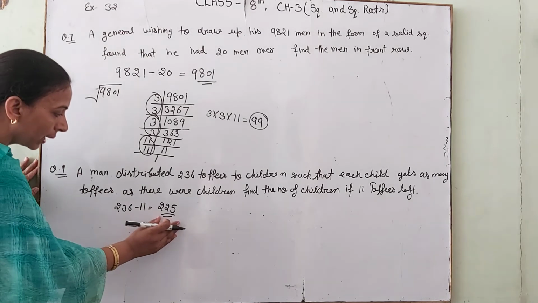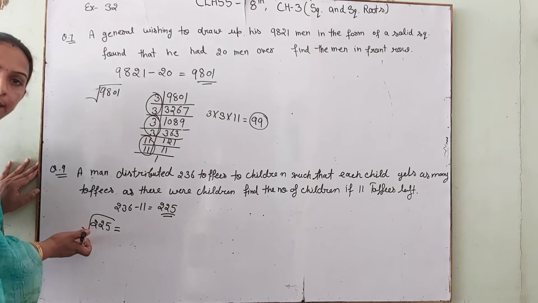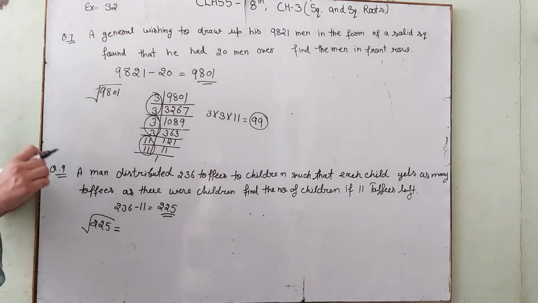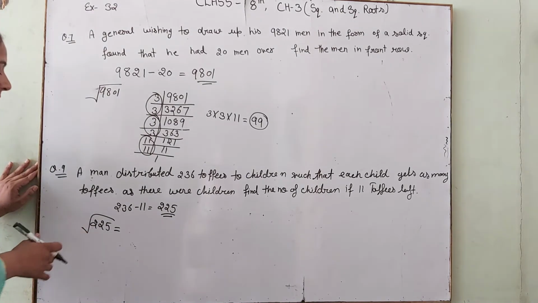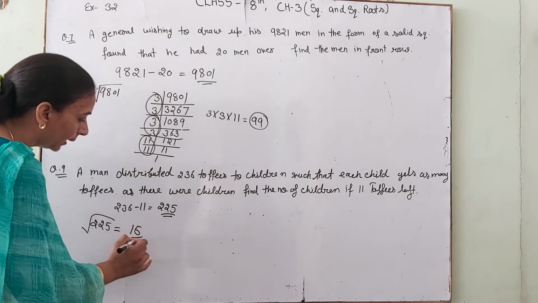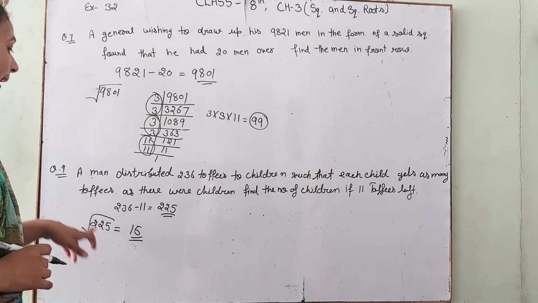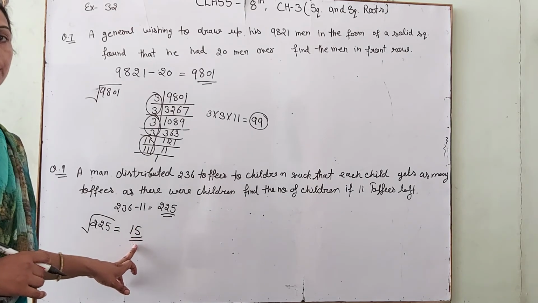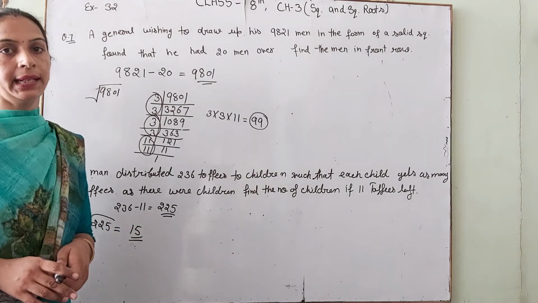So we find the square root of 225, and we know that, because we already learned 1 to 20 squares and square roots, the square root of 225 is 15. Then this equals 15. We find it such that each child gets as many toffees, and there are a total of 15 children who get 15 toffees each. Then total 225 toffees, and then there are 11 extra.